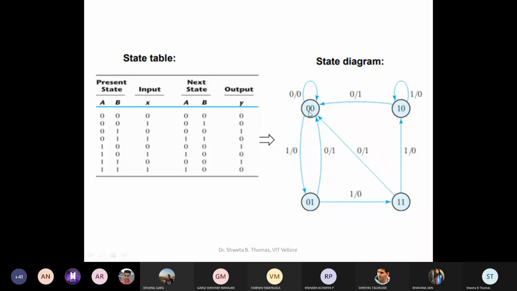Just correlate. For present state AB is equal to 0, 0, if input x is equal to 0, the next state is 0, 0. That's why we came to the same position. So input x 0, output 0. Present state AB 0, 0 goes to the next state 0, 0. Now for present state 0, 0, the next state is 0, 1. Input is 1, output is 0. Like this it moved.